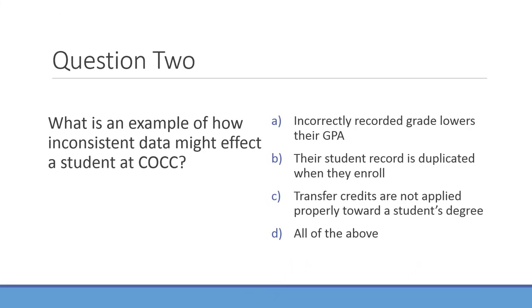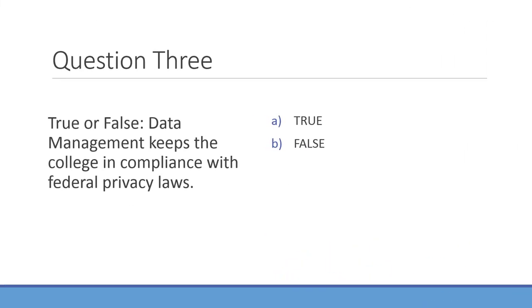Question 2. Which is an example of how inconsistent data may affect a student? Again, the answer is all of the above. Inconsistent data has the potential to have an immediate and detrimental effect on students. Keeping records clean ensures that a student's information is processed smoothly beginning from when they first register through their graduation and any possible transfers.